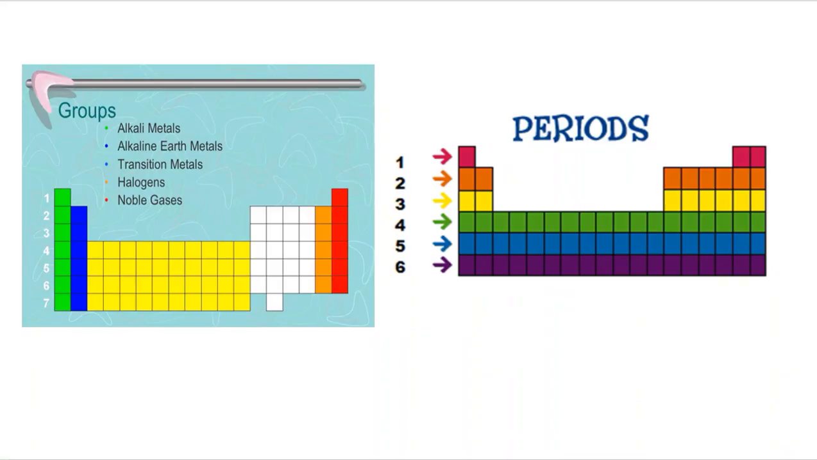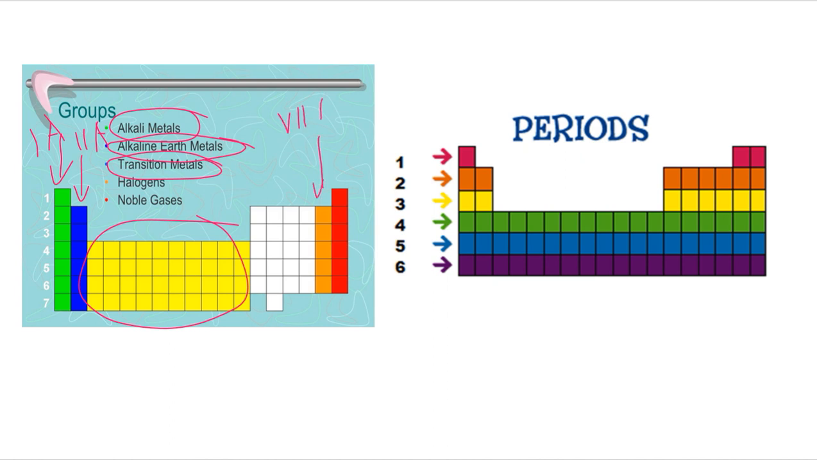The groups have a specific name. For example, group 1A are the alkali metals. Group 2A are the alkaline earth metals. This block in between, as I told you, are the transition metals. This group that is here, that is 7A, are the halogens. And the last one, 8A, are the noble gases.